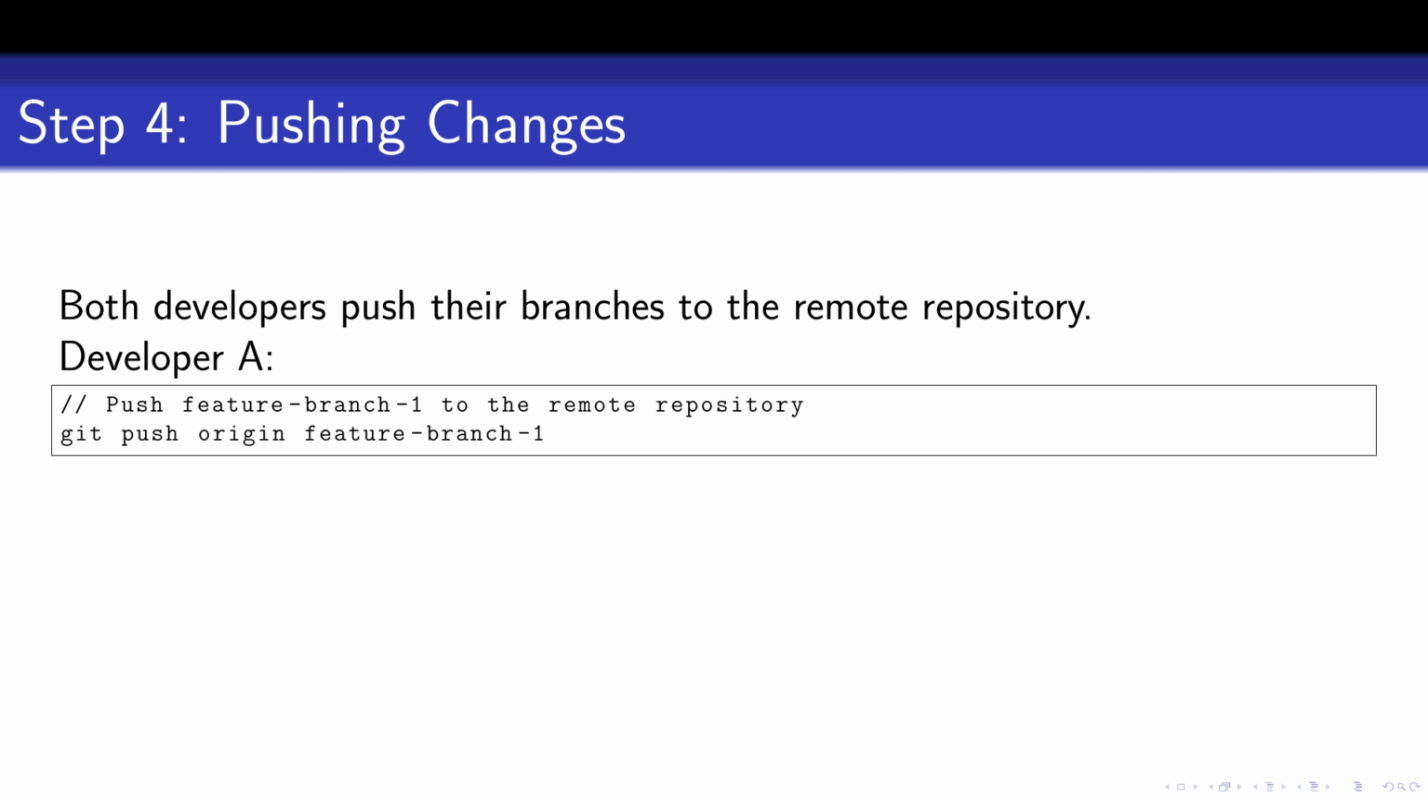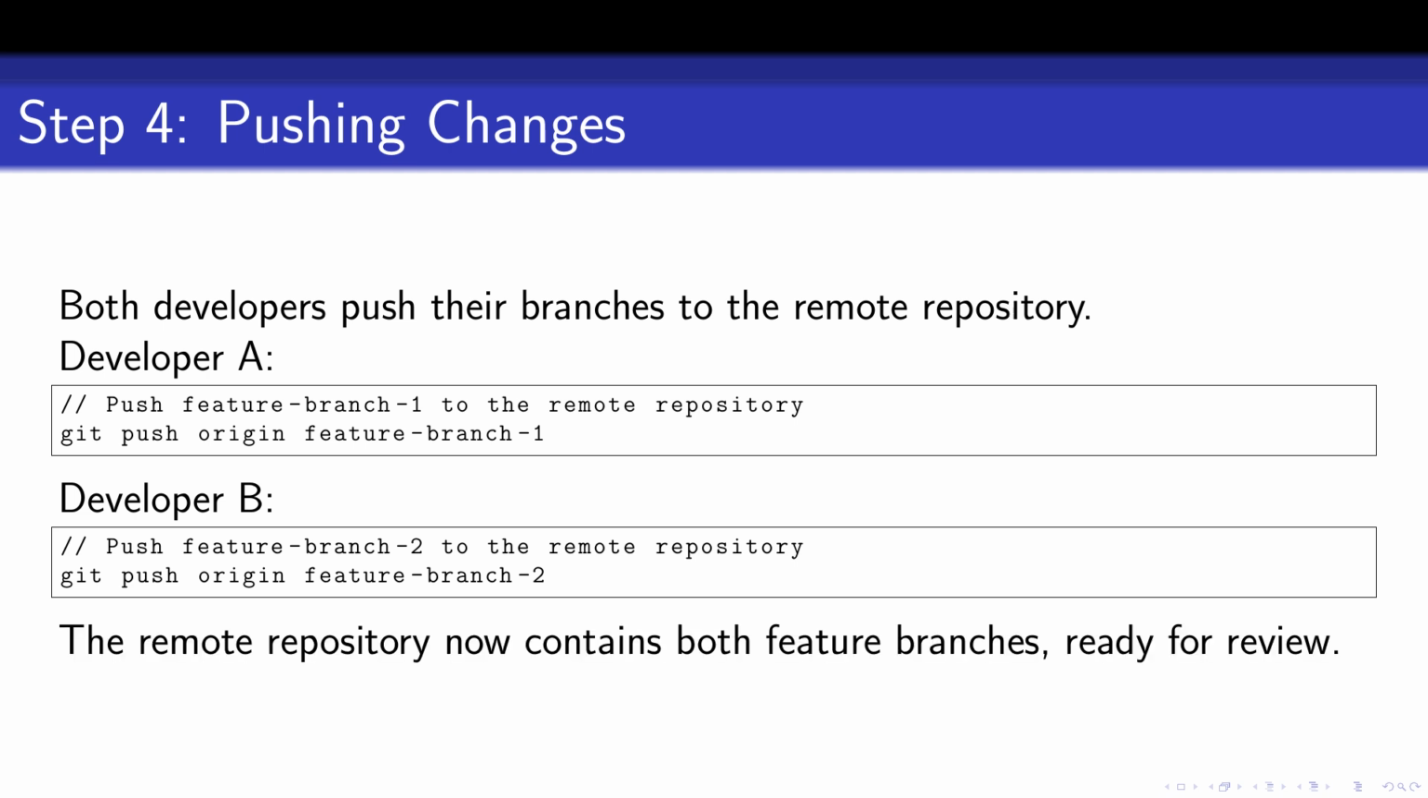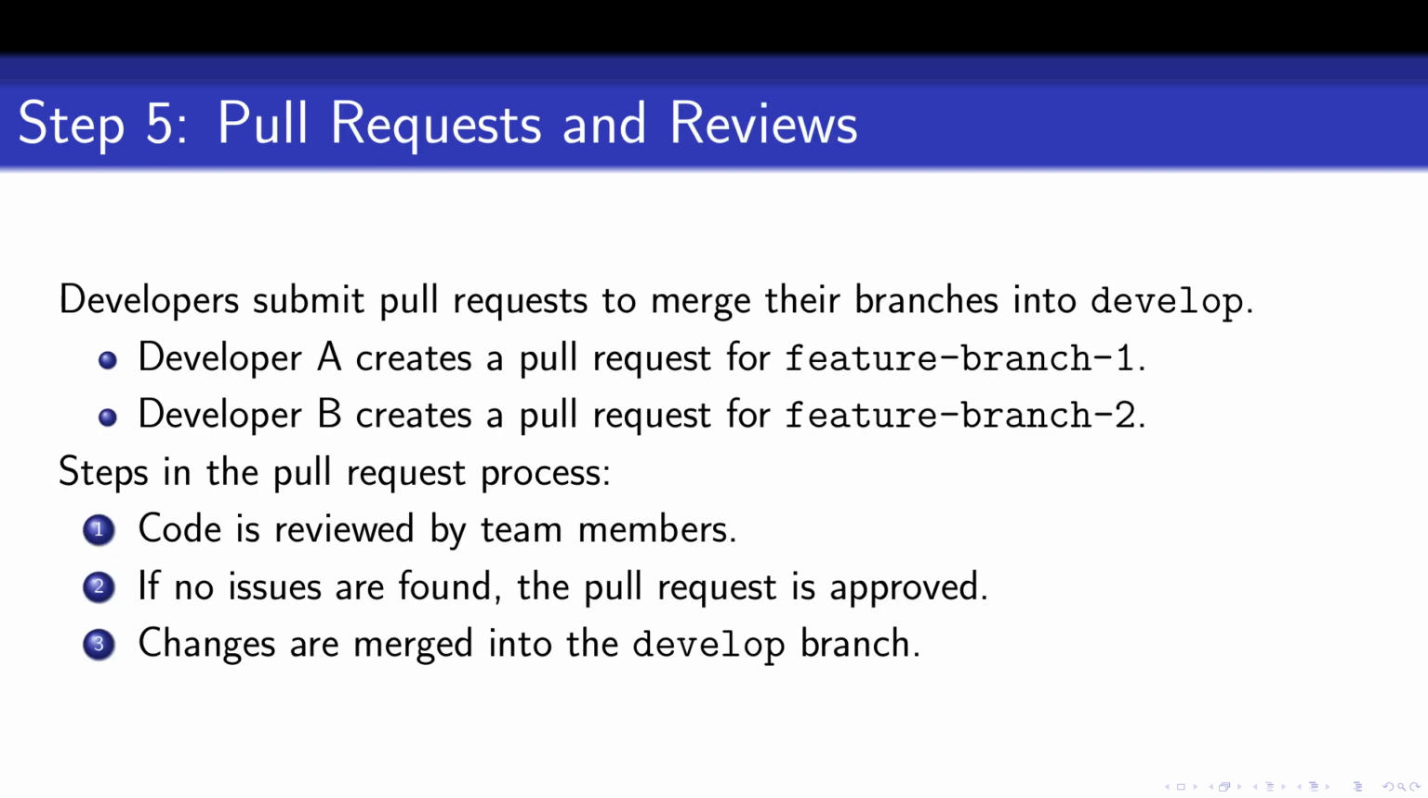Both developers then push their branches to the remote repository using git push. Developer A uploads feature branch 1, and Developer B uploads feature branch 2. These branches are now available for review and integration, ensuring a clear process for incorporating their work into the main project. Developers submit pull requests to merge their branches into develop.